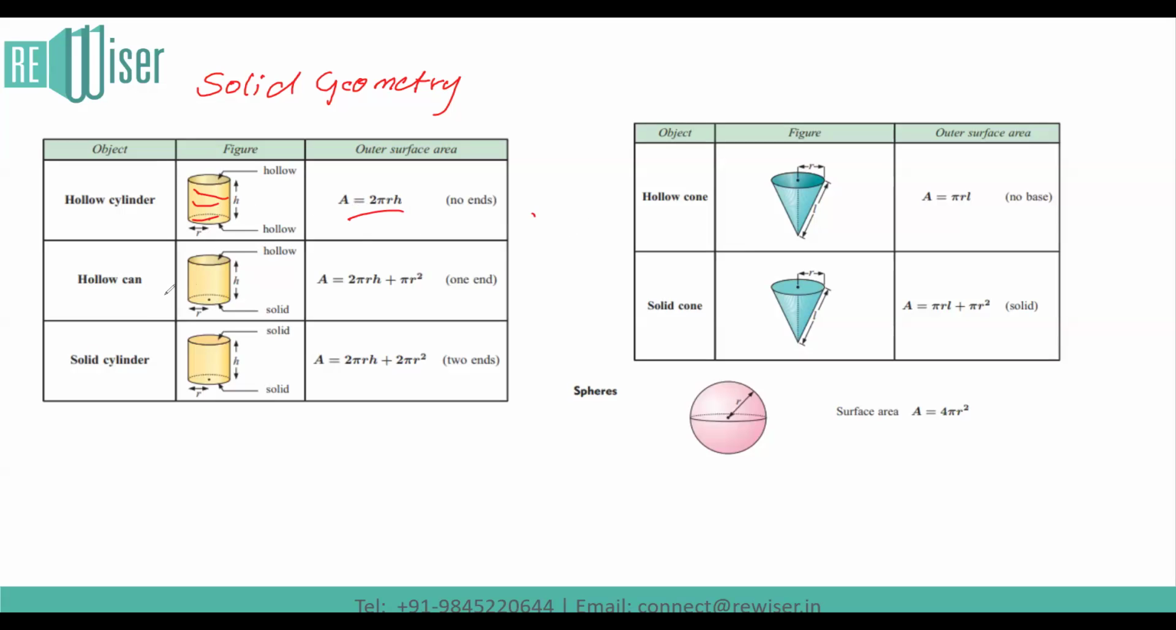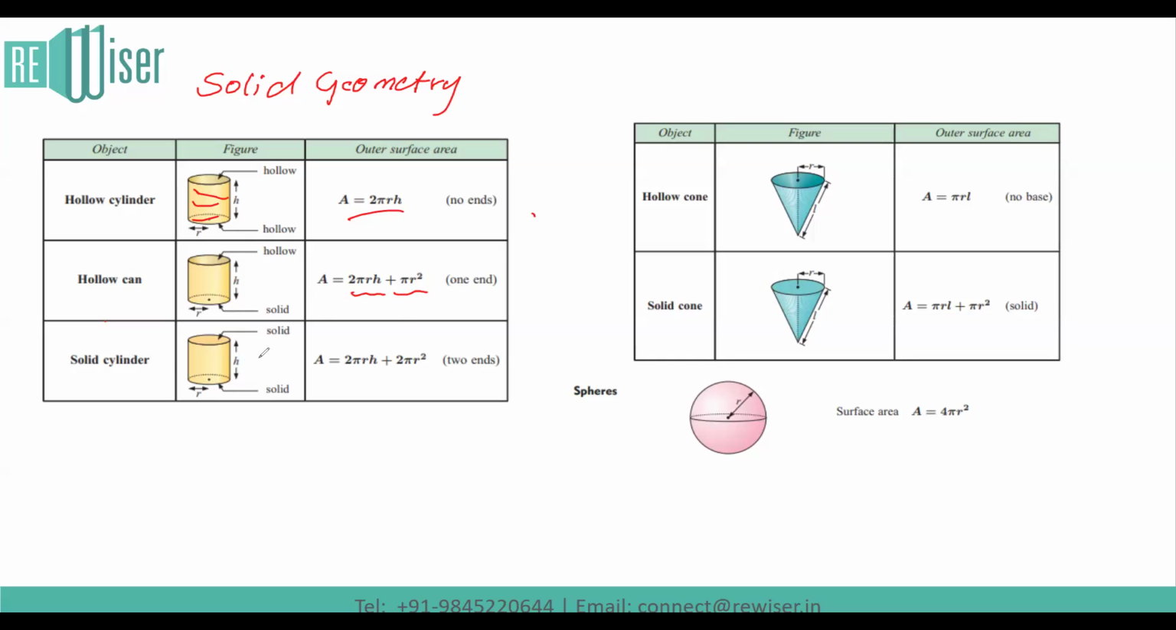Next, the hollow can. A hollow can means one end is closed, but the other end is open. Here the top is open, but the bottom is closed. The bottom of the cylinder is just a circle, so the area of the circle is pi r squared. And 2 pi r h gives us the curved surface area, and we add this pi r squared, so that becomes the formula.